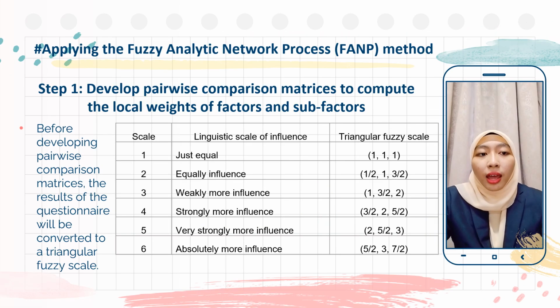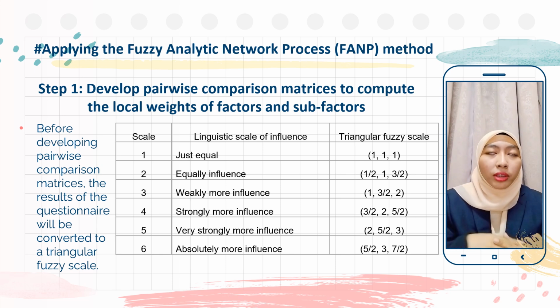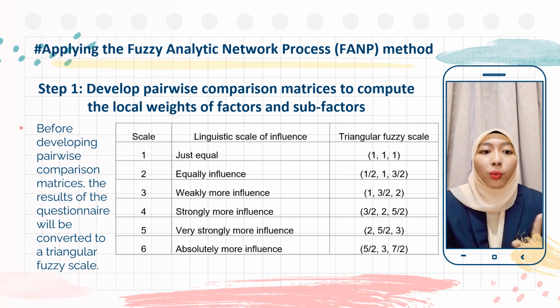And next, applying the fuzzy analytic network process FANP method. Step 1. Develop pairwise comparison matrix to compute the local weights of factors and subfactors. Before developing the pairwise comparison matrix, the result of question A will be converted to a triangular fuzzy scalar. For example, in question A, if you choose a scalar number 1, it will be converted to a triangular fuzzy scalar, which is 1, 1, 1.